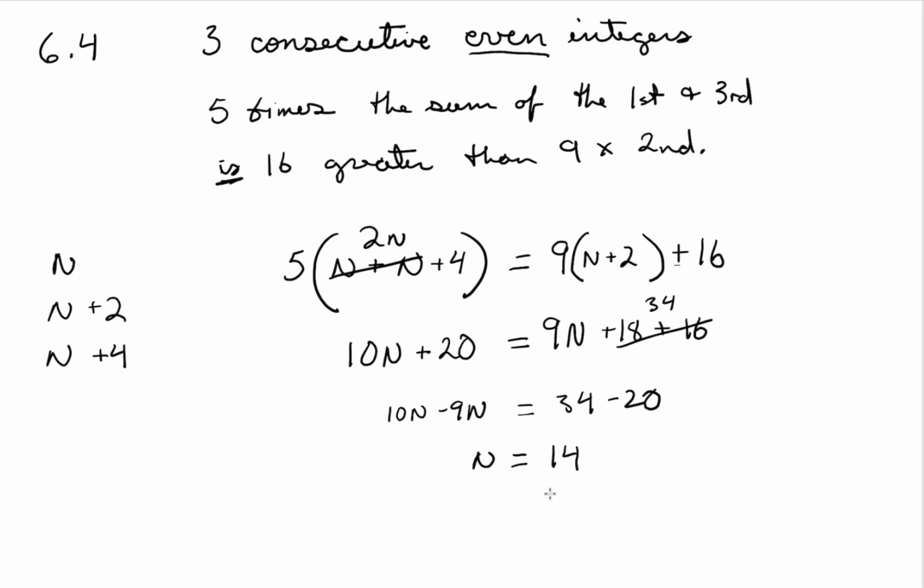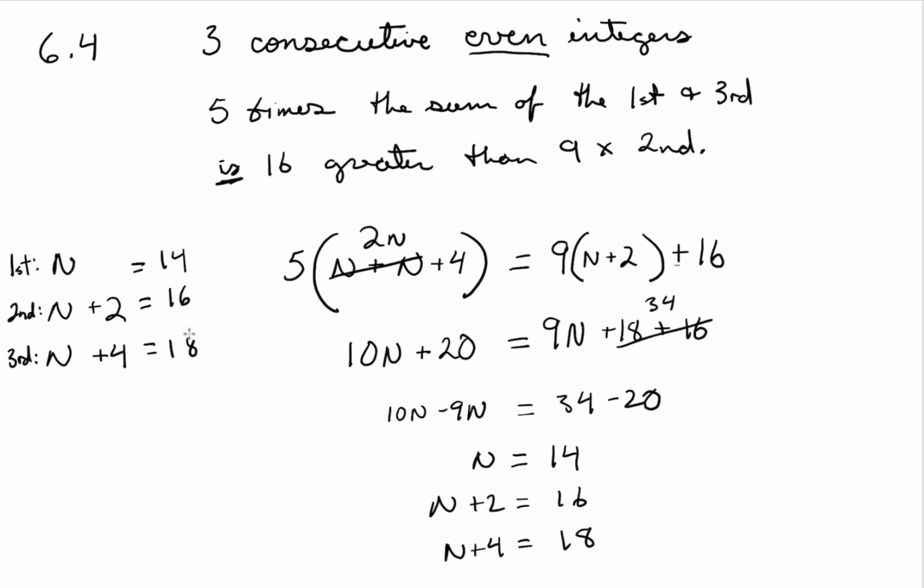So what that means is we have to take 14 and apply it to these. So let's do n plus 2. That's going to be 16, and n plus 4, that's going to be 18. So our numbers, our first, our second, and our third are 14, 16, and 18. All right, remember those? Is that jogging a memory for somebody?